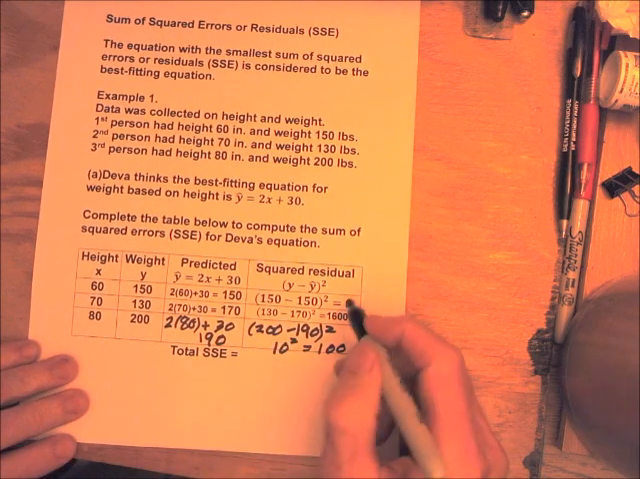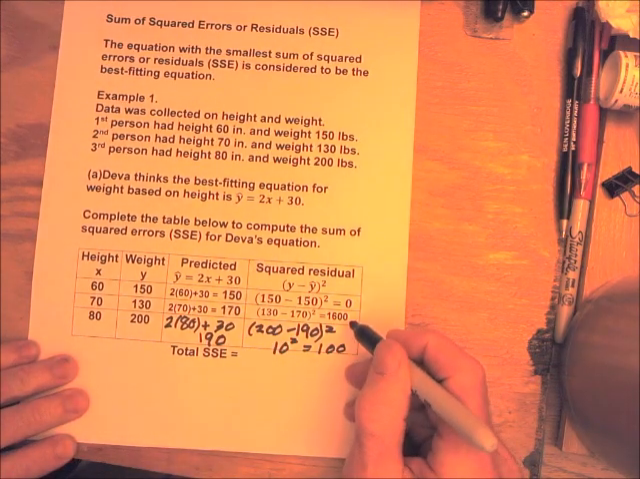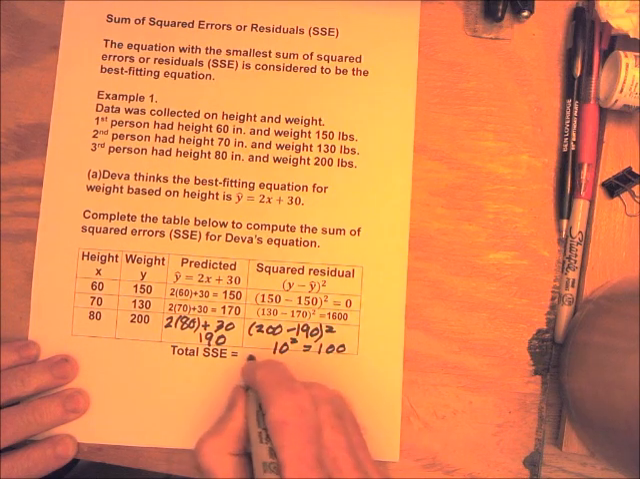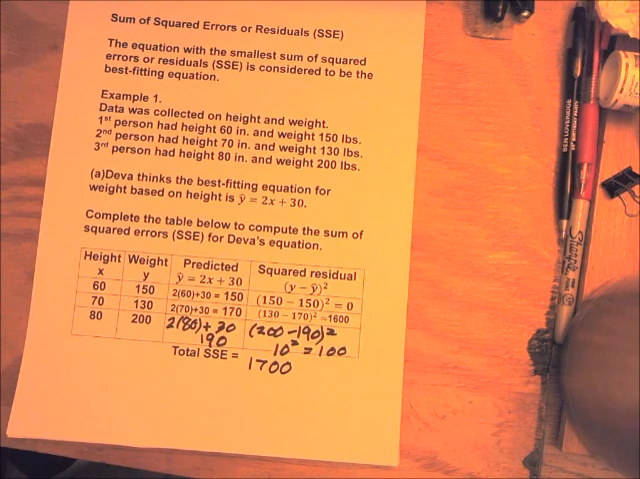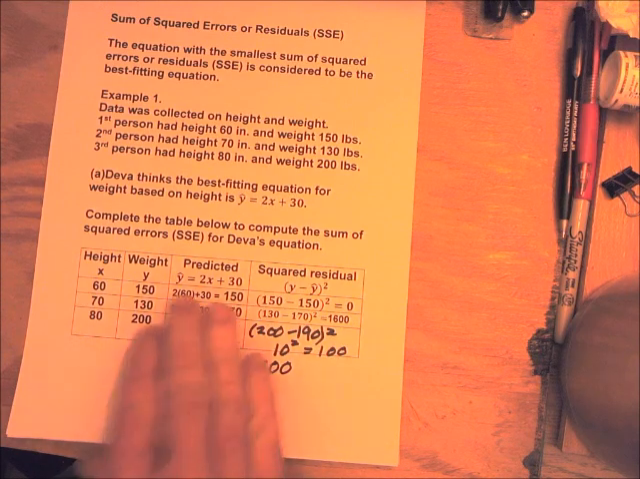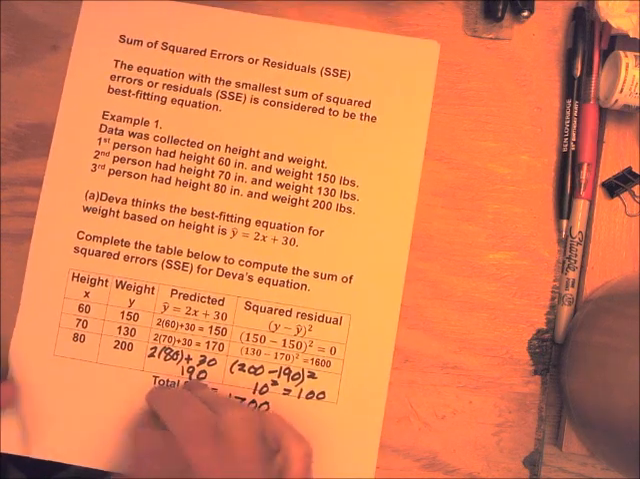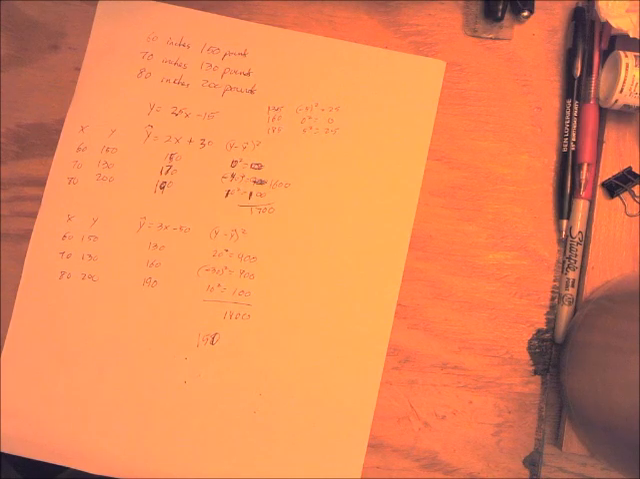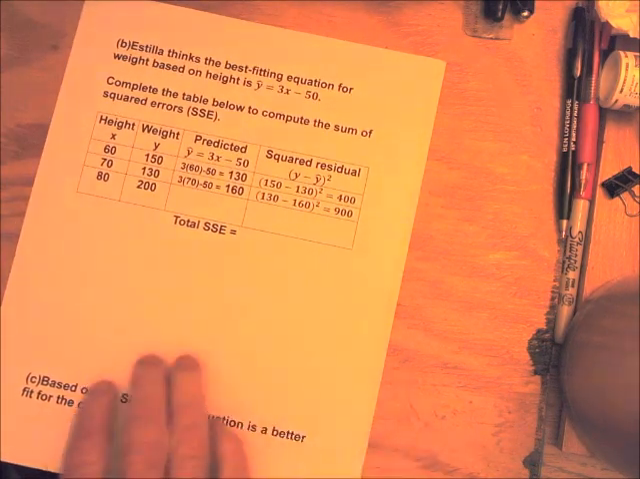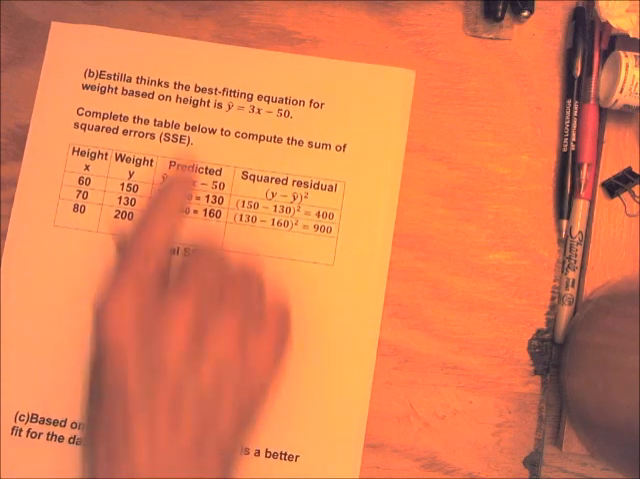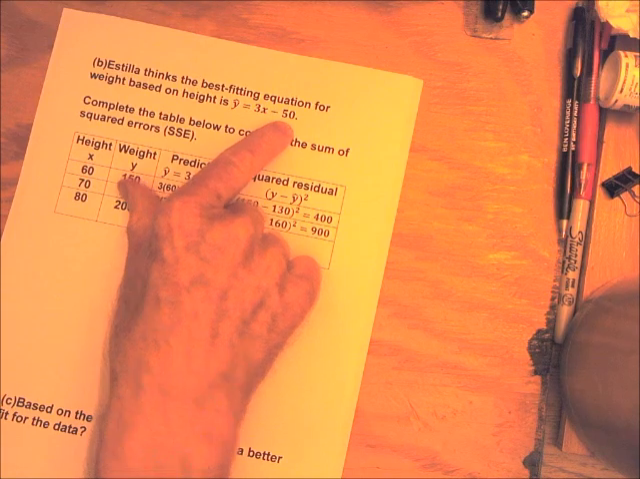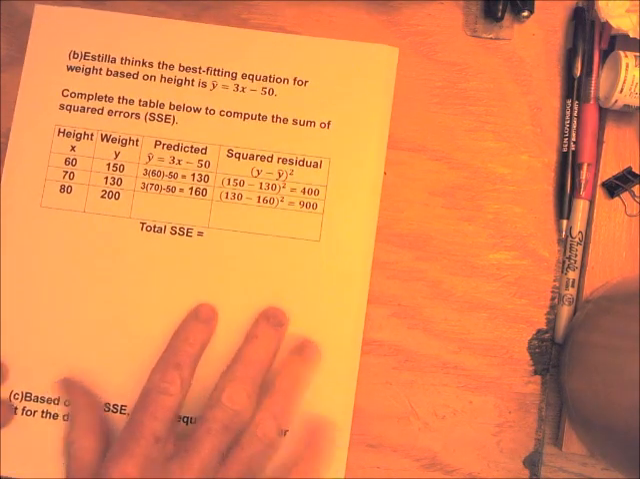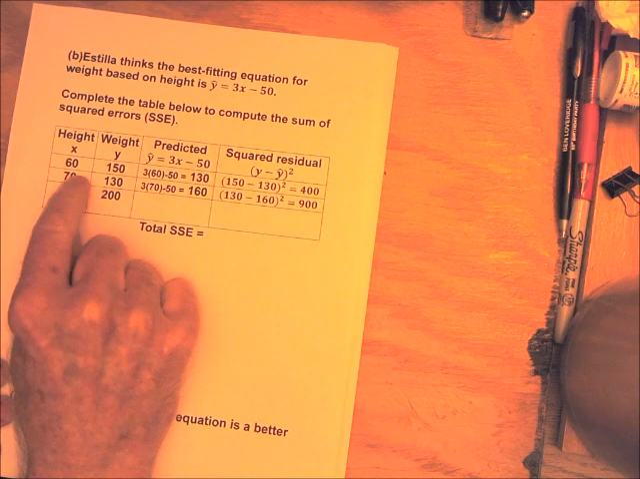So for the total sum of squared errors, we will add these up: 0 plus 1600 plus 100, the total is 1700. So that gives us an idea of how far off the predictions are using Diva's equation. Okay, so Estilla thinks the best fitting equation for weight based on height is y hat equals 3 times x minus 50. We have the same heights and same weights here.